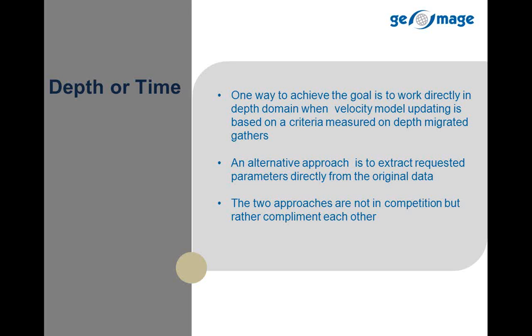An alternative approach is to extract requested parameters of velocity model information directly from the original data, which means to work in time domain and to try to extract the most information we can. So these two approaches are not in competition, but rather they complement each other. So what I'm going to talk today is connected to the second direction.